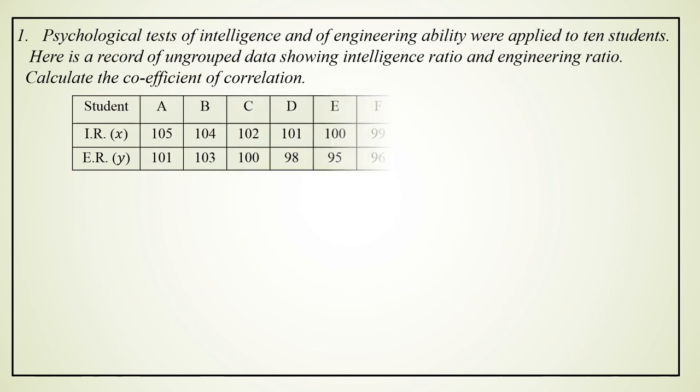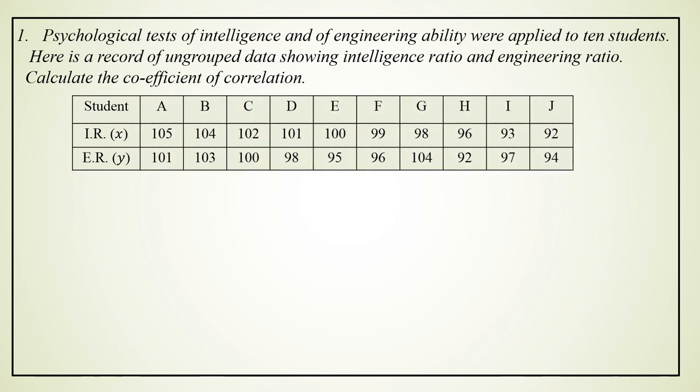Now let us concentrate on problems. Here is the first problem. Psychological tests of intelligence and of engineering ability were applied to 10 students, and here is a record of ungrouped data showing intelligence ratio and engineering ratio.